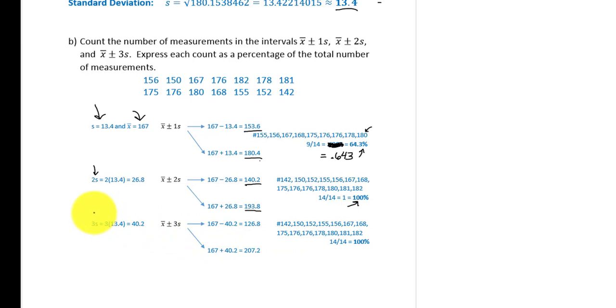But if we calculate it, 3 times the standard deviation results in 40.2. That's what we're either going to subtract from the mean or add to the mean to find those x values under the curve. And again, all of our data will fit in this range, which is 100% of our data.